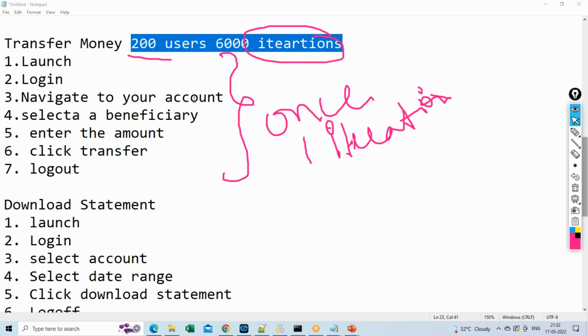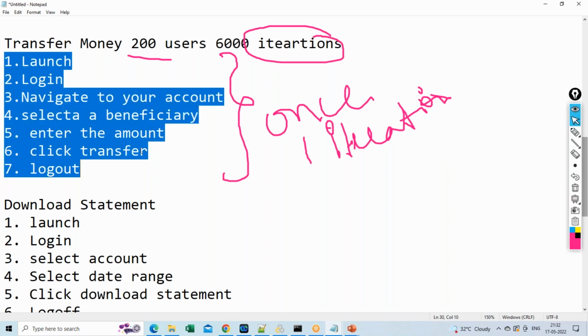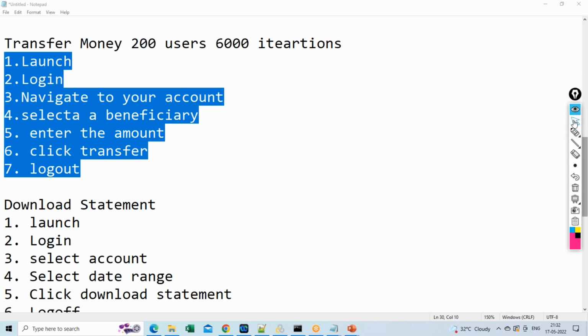Like 200 users will run for 1 hour, and in that 1 hour, they should achieve something like this. The target will be something like this. I hope you understood what is iteration. Iteration means when one user executes all these steps once, that will become one iteration. Like that, 200 users should complete, let's say, 6,000 iterations in 1 hour. That should be our target. I'm just giving an example. Okay, hope you understood so far, whatever we have discussed, right? Any questions? Yes. Thank you.